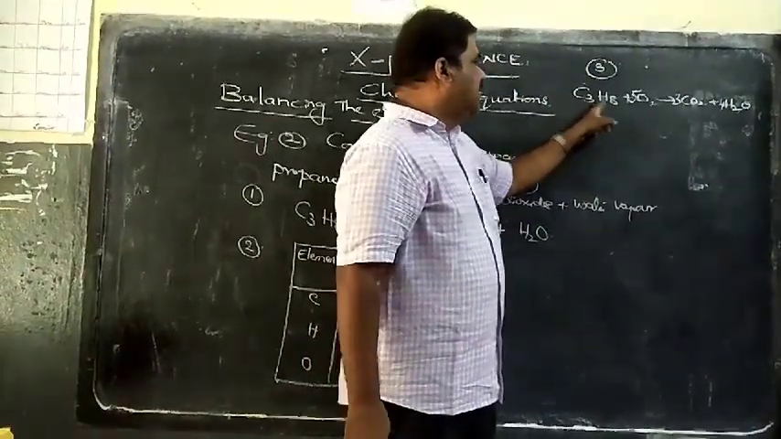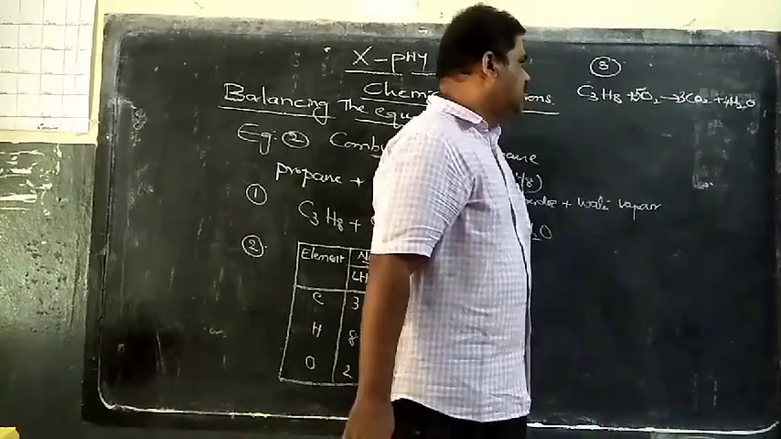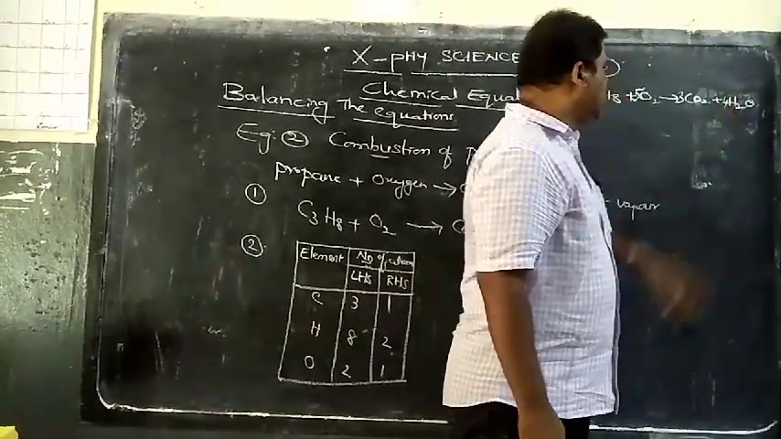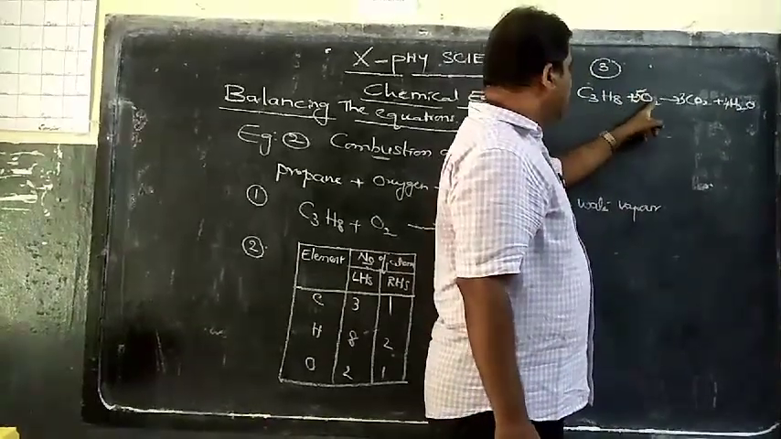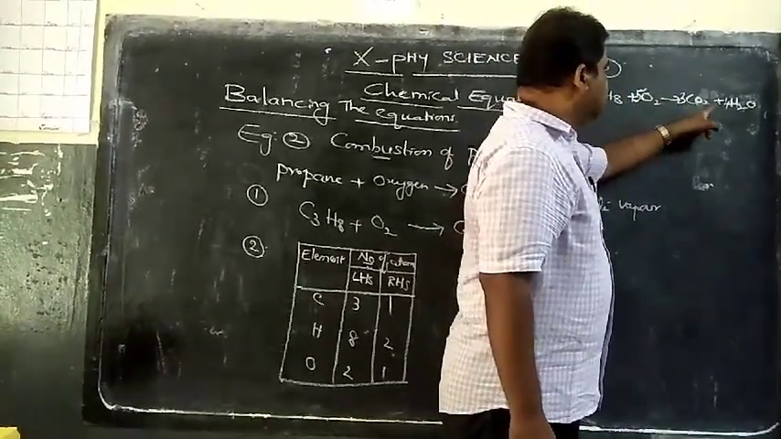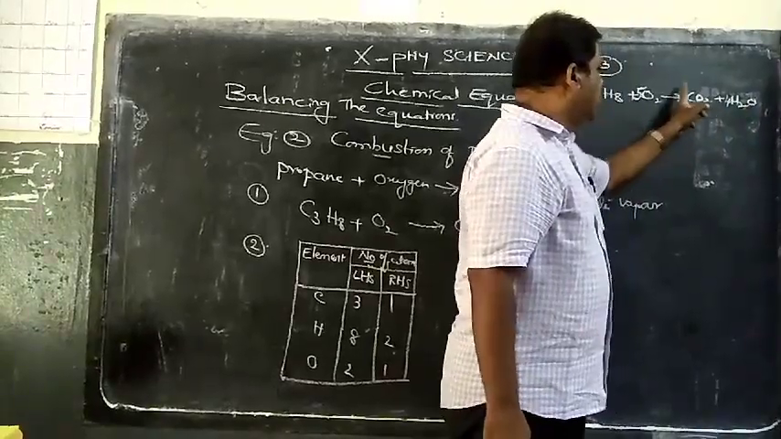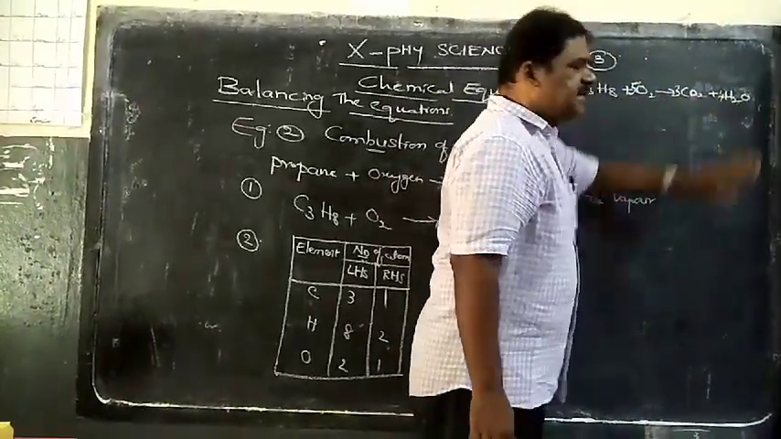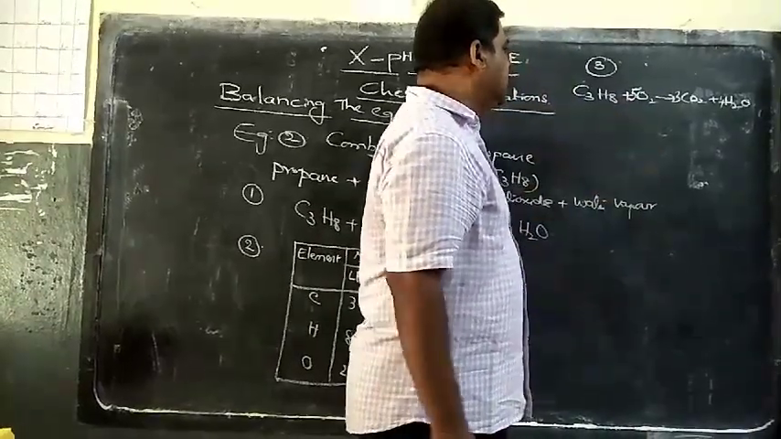There are 3 carbon atoms. Here also 3 carbon atoms. There are 8 hydrogen atoms. 4 2s are 8 hydrogen atoms. Here 10 oxygen atoms: 3 2s are 6, 4 into 1, 6 plus 4, here also 10. So the number of atoms of an element on the left side and right side is the same, so it is called a balanced equation.